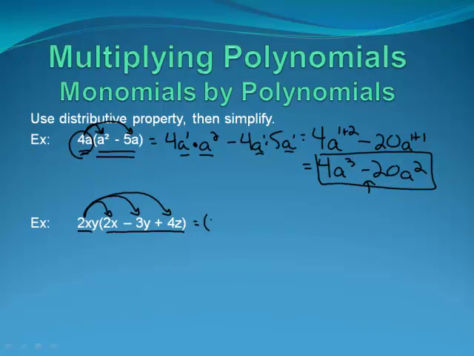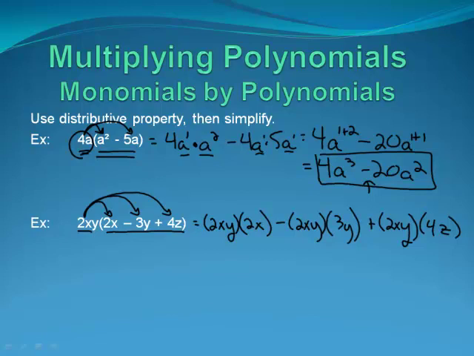So I've got 2xy times my first term, which is 2x, minus 2xy times my second term, which is 3y, plus 2xy times 4z. All right, for each of those multiplication steps, you're simply going to multiply using properties of exponents where appropriate.